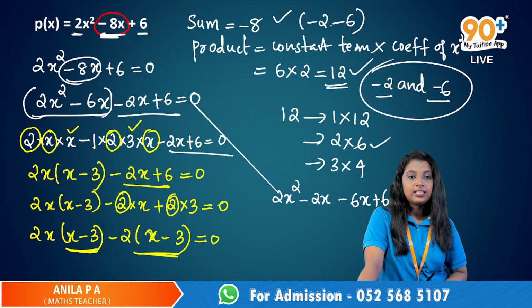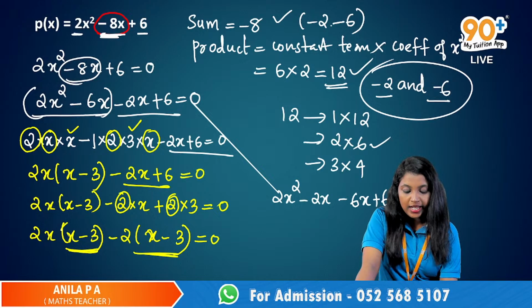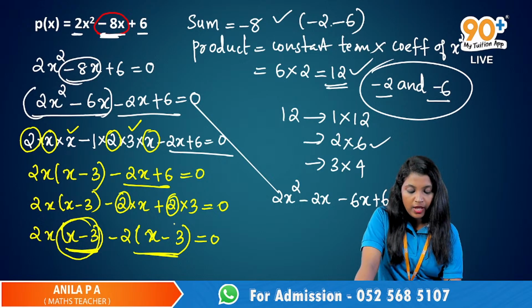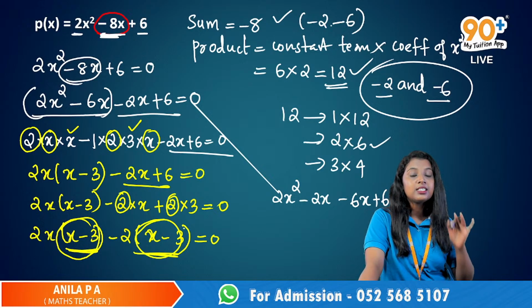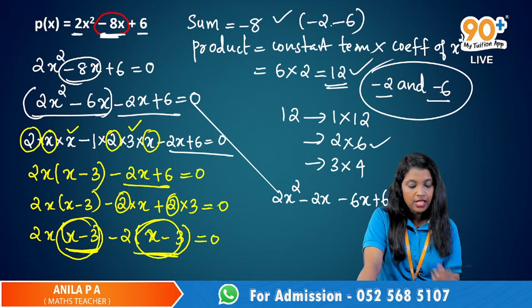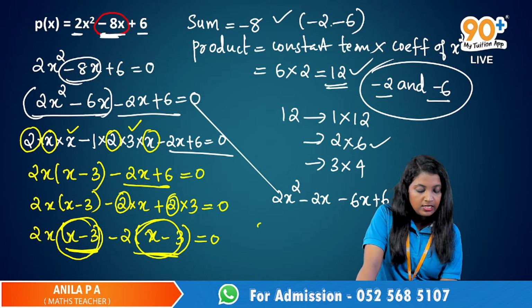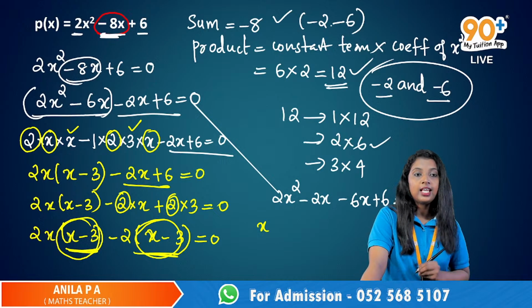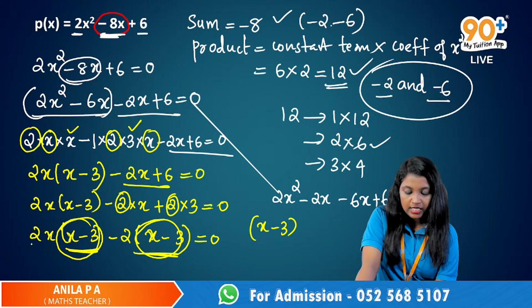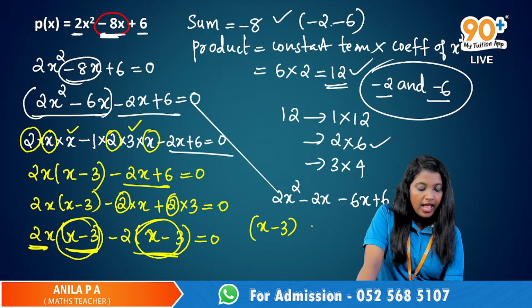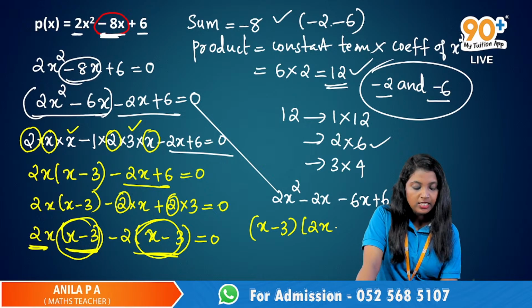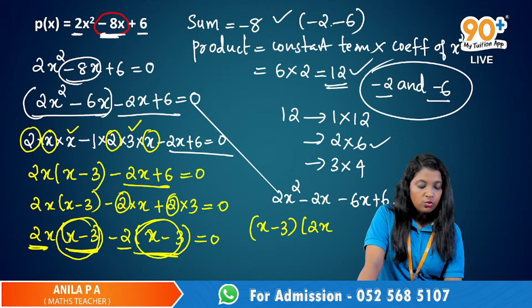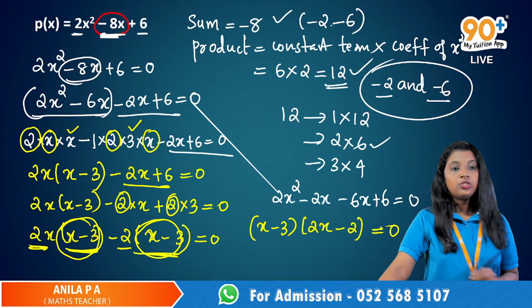Now, after this step, let's see, this x minus 3 is common. Here also x minus 3 is there. So, x minus 3 is common in the two terms. So, we can take that x minus 3 as common. After taking x minus 3, what we have is here we have 2x. And in the second one, we have negative 2. So, 2x minus 2, this one will be equal to 0.